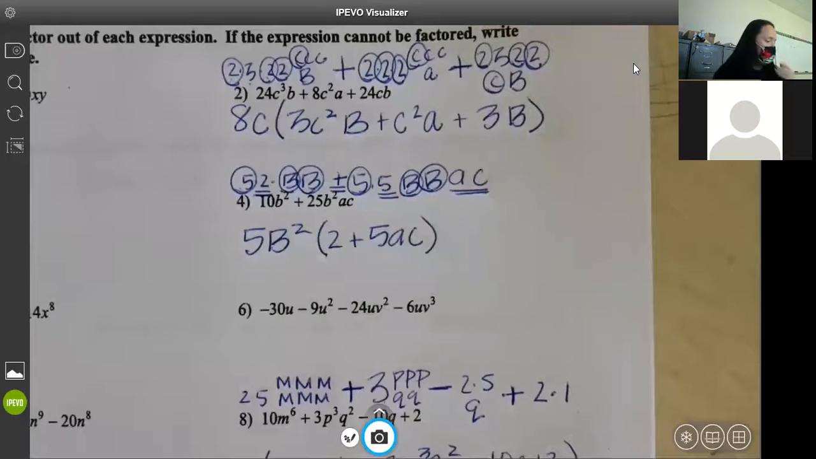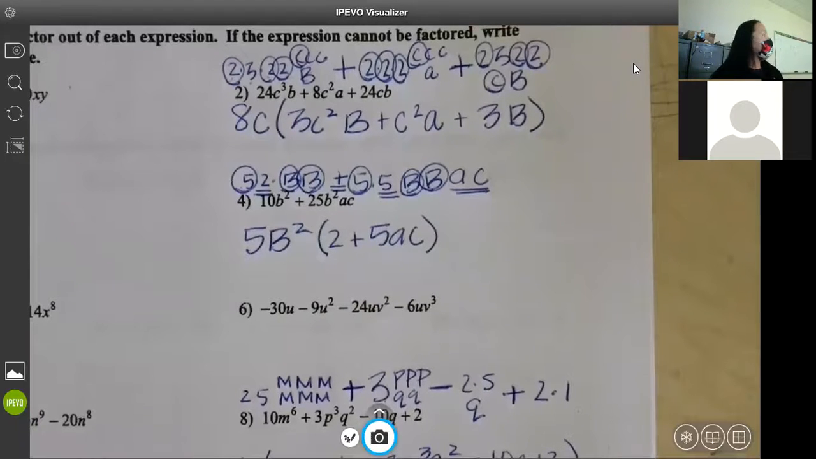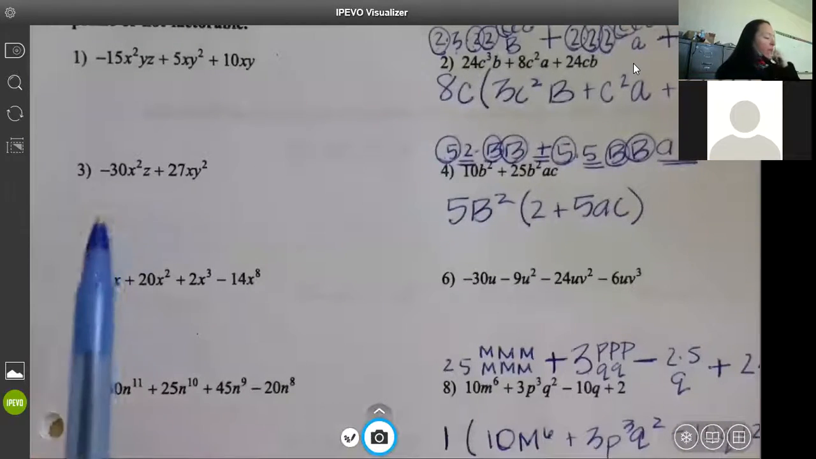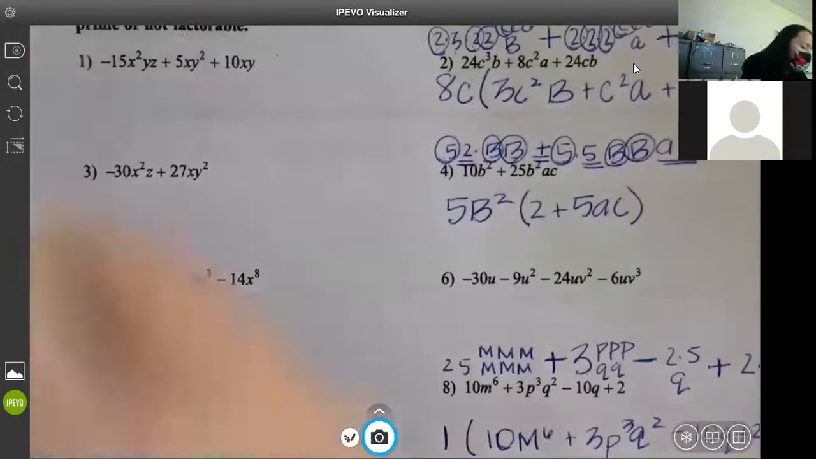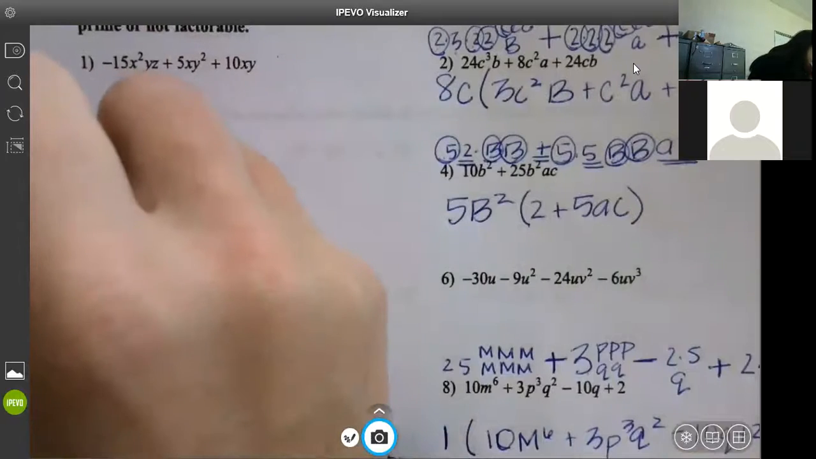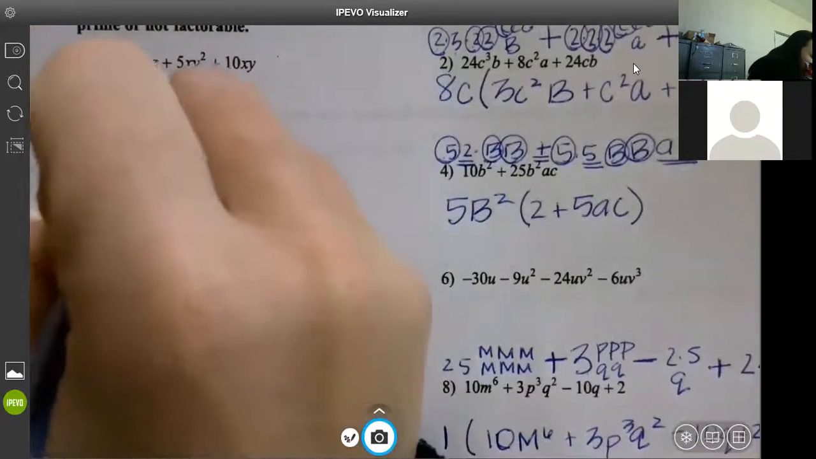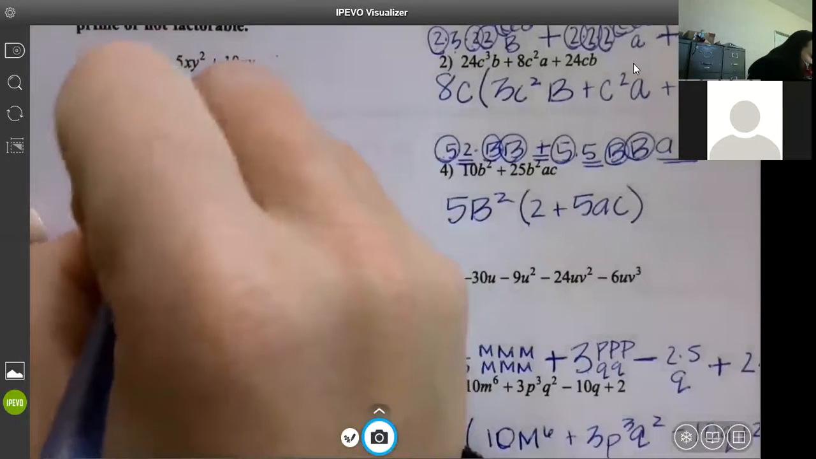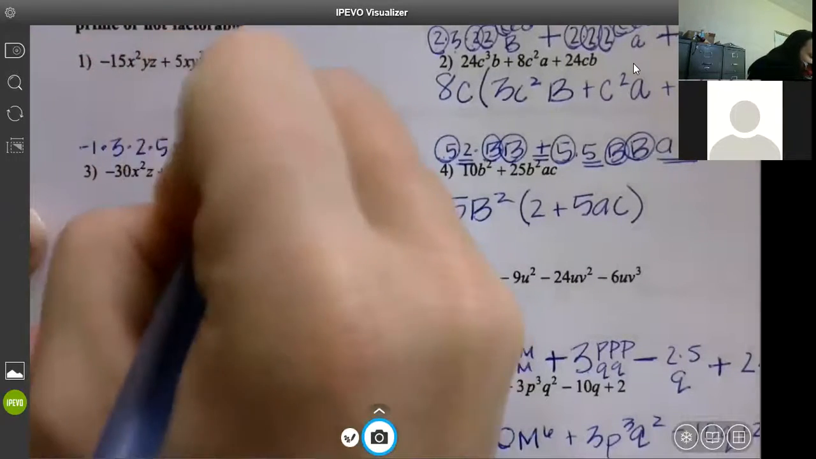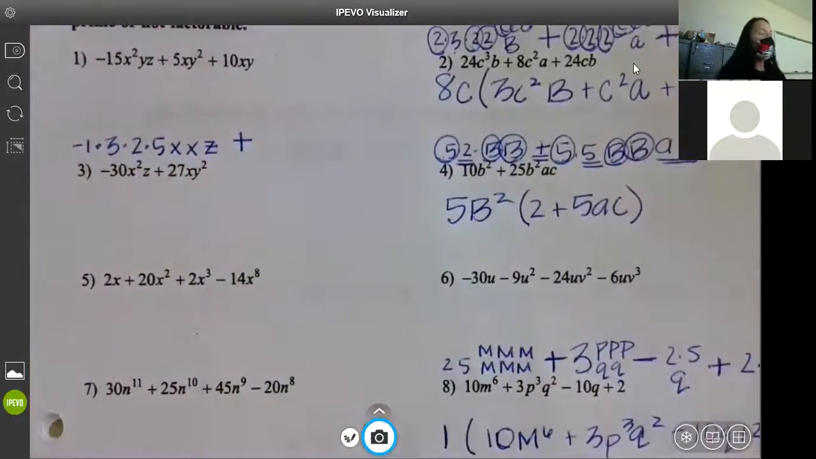We're going to move to number 3. Number 3. You never want to start your factoring like you want to pull a negative out if there's a negative in front. So like when we get to our A equals 1 or A does not equal 1, we want to make sure that we don't have a negative in front. So when we look at number 3 and we have a negative in front, the way we work with that is this is negative 1 times 30. 30 is 3 and 10. 10 is 2 and 5. We have 2 x's and a z.